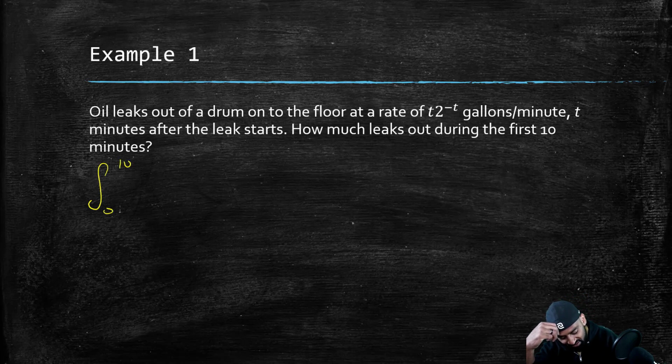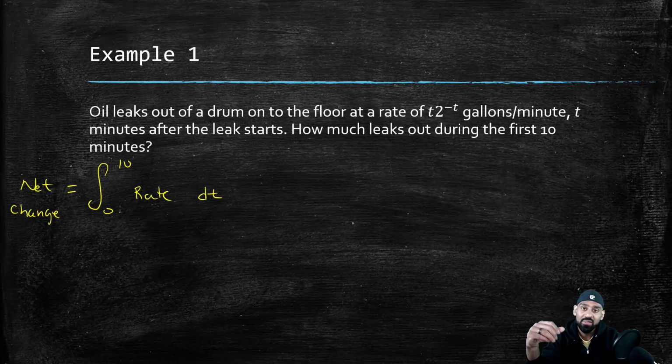Well, what defines the rate over that first 10 minutes as time changes? And it's dt because this is an equation in time. Well, that's going to be the net change, right? So the integral of the rate of change will always be the net change. But the rate of change here is based off this function t times t to the negative 2.